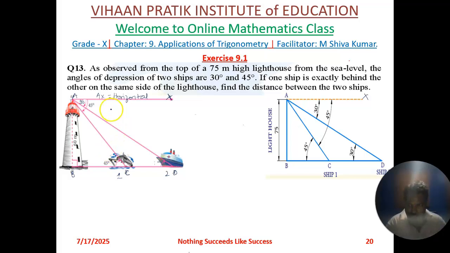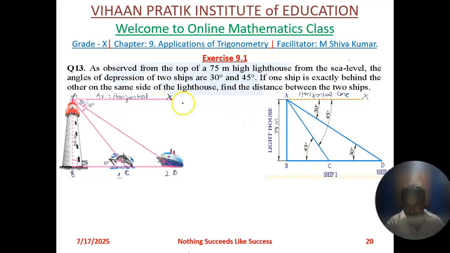So the same diagram I have drawn here. This is the height of the lighthouse, which is 75 meters. Then AX is the horizontal distance or horizontal line. So this is the first angle 30 degrees and this is the second angle 45 degrees. We know that when we draw a line AX parallel to BD.